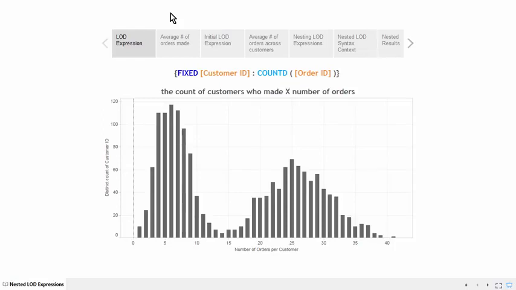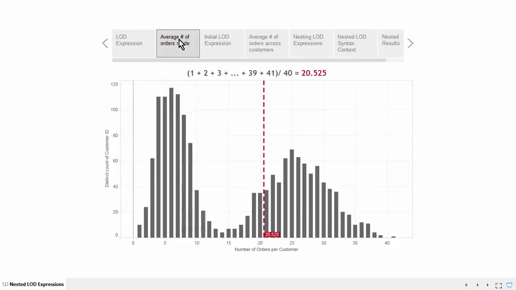For example, what if we want to take this plot of how many customers have made a specific number of orders, using the LOD expression fixed by customer ID, looking at the count distinct of order ID, and we want to find the average number of orders made? If we just bring out an average line, Tableau calculates the red line here, the average of the values on the horizontal axis. But is this really what we want?